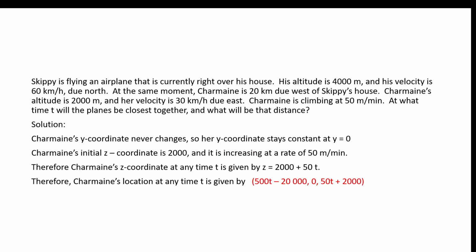Her y coordinate never changes because she's not moving north or south. Her initial z component's 2,000, but her altitude increases 50 meters per minute. So that means her z coordinate is going to be 2000 plus 50t. I'll just rearrange that. I'll call it 50t plus 2000. So at any given moment t, her position will be given by 500t minus 20,000, comma 0, comma 50t plus 2,000.